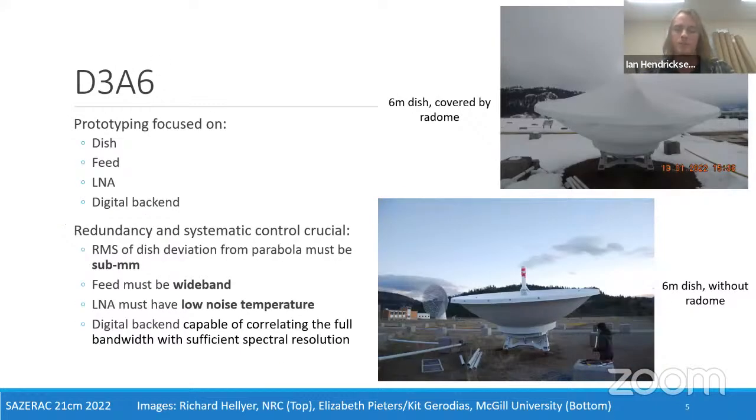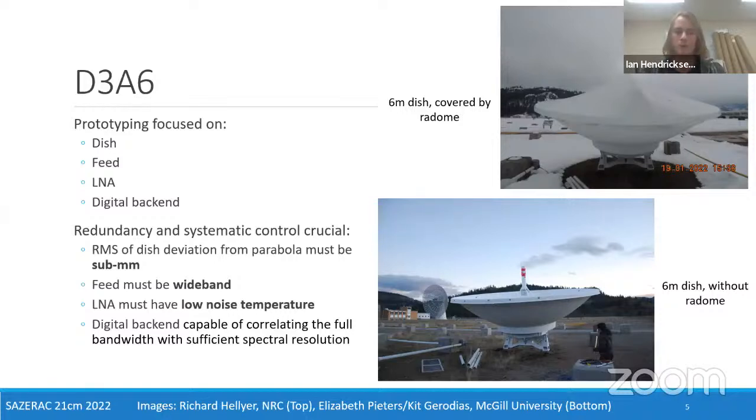So D3A6, or the 6-meter version of the Deep Dish Development Array, has prototyping focuses on the dish, the feed, the LNA, and the digital backend. As I mentioned before, with CORD, redundancy and systematic control are absolutely crucial to the experiment. So we have a couple of design goals in mind, one of which is to keep the RMS of the dish deviation compared to a perfect parabola to be sub-millimeter.